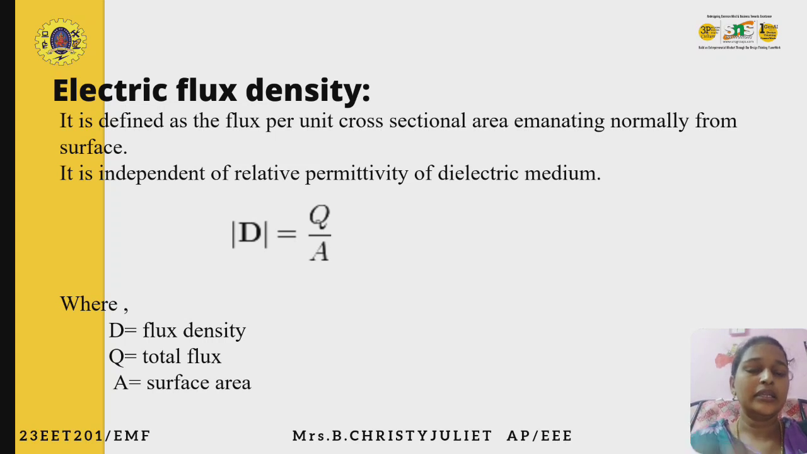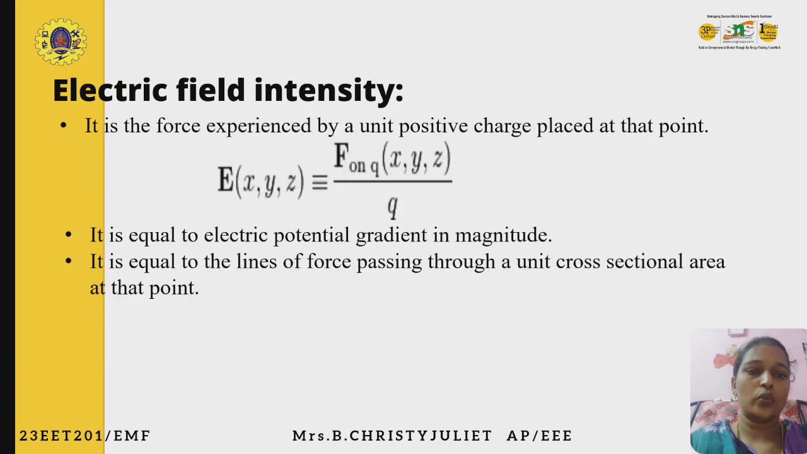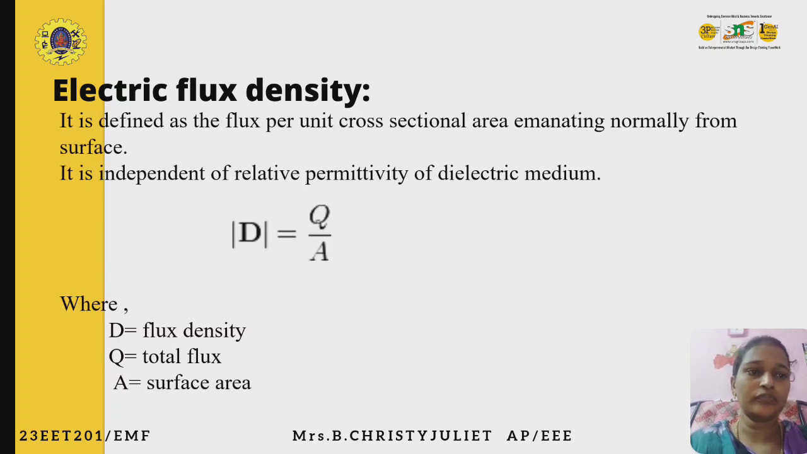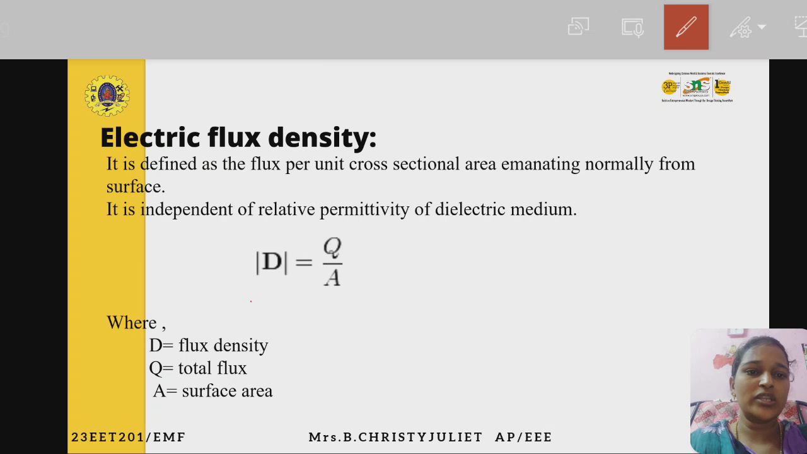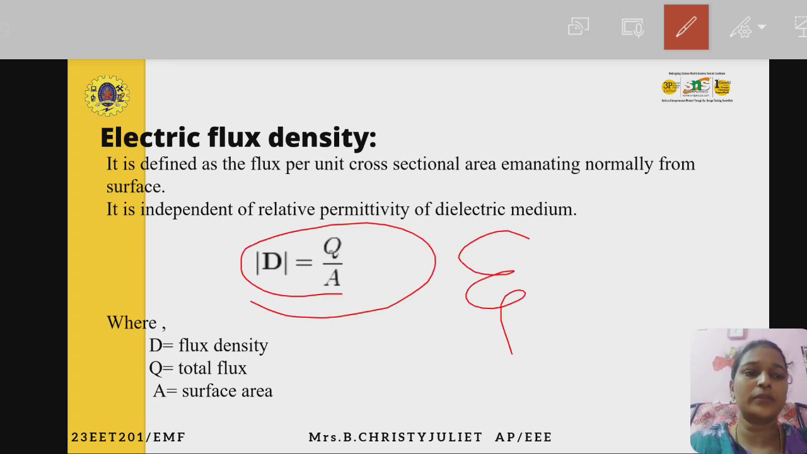And here, if we observe this equation, D is equal to Q by A, which means that this D is independent of the permittivity. So whatever may be the permittivity of the substance, the flux density is independent of it.